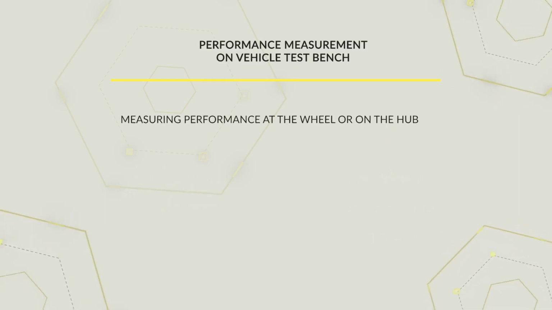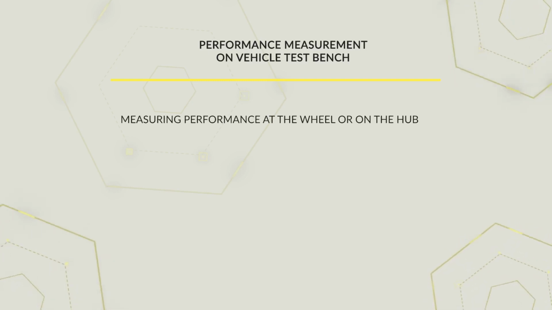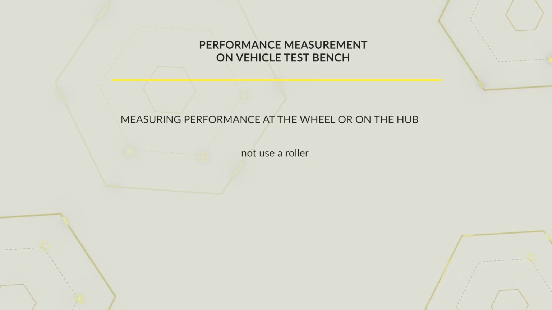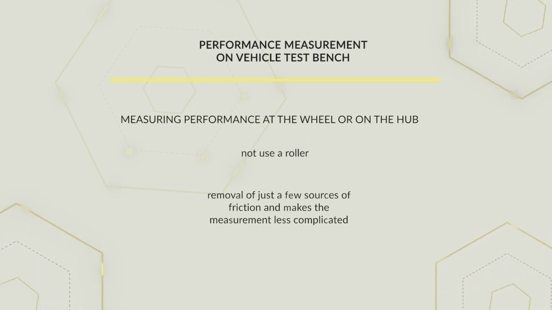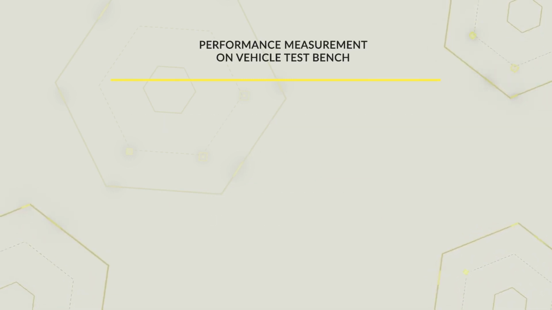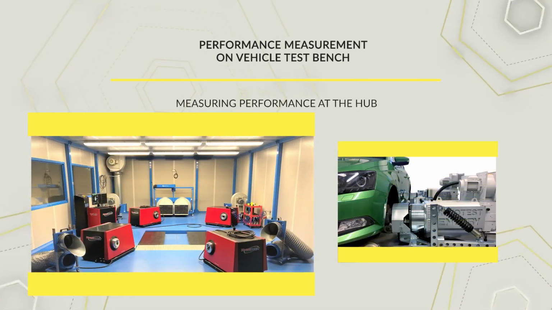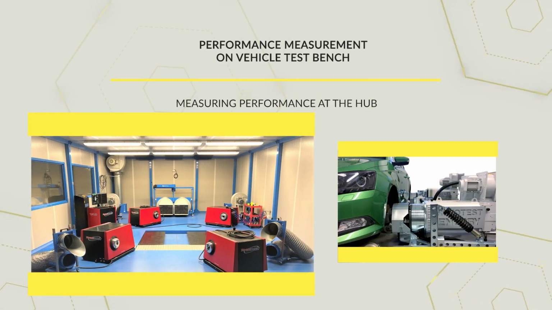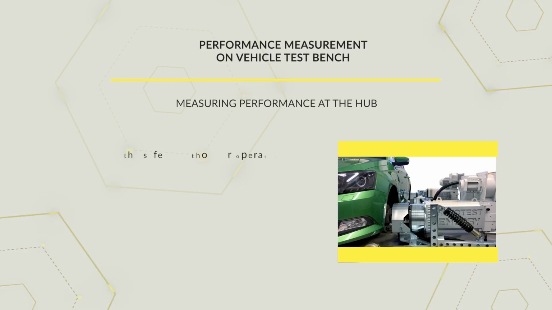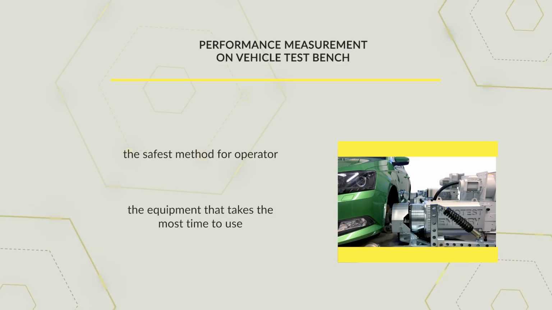The equipment for measuring performance at the wheel or on the hub, on the other hand, works with very similar physical principles, but by not using a roller, it allows removal of just a few sources of friction and makes the measurement less complicated from the point of view of the formulas to be considered. For the measurements at the hub, the vehicle must be perfectly balanced longitudinally and laterally to cancel the friction forces caused by the gradient due to the slope. But since the vehicle is mechanically fixed to the measuring instrument, this makes it the safest method from the point of view of the operator who must use it. Unfortunately, it is also the equipment that takes the most time to use.